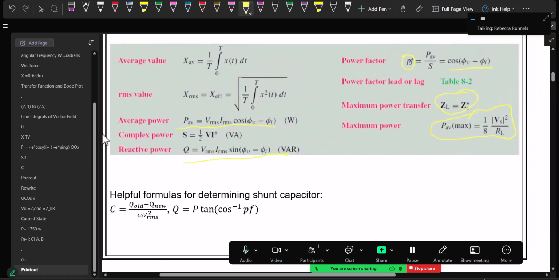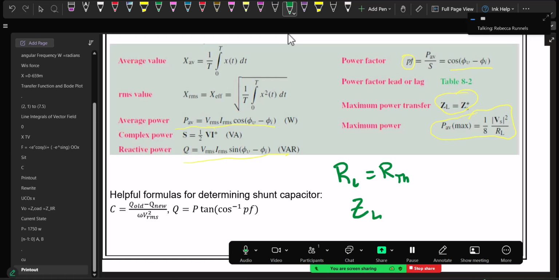And then you have maximum power transfer. So you might remember from Circuits 1 that with a purely resistive circuit, you have maximum power when the resistance of the load equals R Thevenin. So if you have an AC circuit, then you have maximum power transfer when the impedance of the load equals the Thevenin impedance, but the conjugate of it, because what that does is it knocks out the imaginary part. And so that'll give you maximum power transfer.